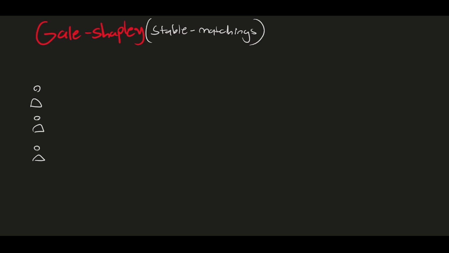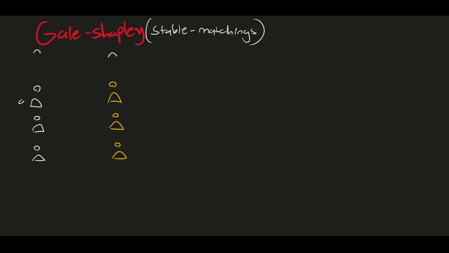Hello, today we're going to be focusing on the Gale-Shapley algorithm, more specifically stable matchings. That's to say, if we have two groups of people, n people, and another group of n people, so they're the same amount of people on either side.